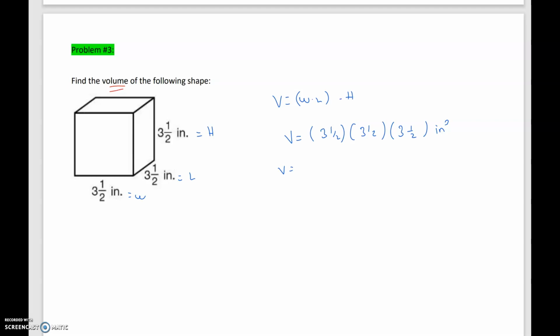So for this one, let me express all of these as fractions. So 3 times 2 is 6, plus 1 would be 7/2 times 7/2 times 7/2. And it'll be inches to the 3rd power, or the volume is equal to, in this case, well, 7 and 7 is going to be 49 times 7 divided by 8, which is equal to, I'm getting 343 divided by 8. And it'll be inches to the 3rd power.